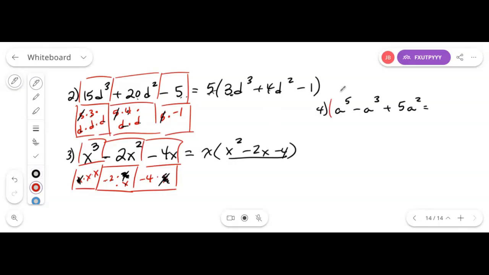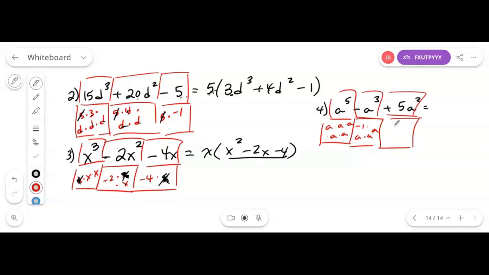This box has a times a times a times a times a. This box has -1 times a times a times a. This box has 5 times a times a. 5 flowers, 3 flowers, 2 flowers. I can pull 2 flowers out of each box.